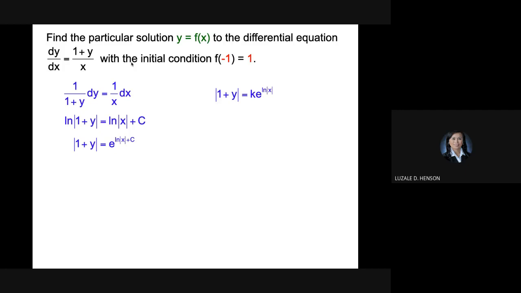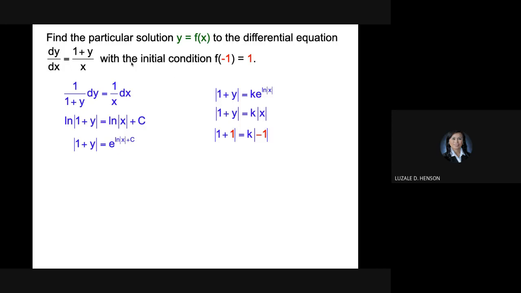But what is e to the c? We write it as k, similar to previous examples. And we are going to simplify further because e to the ln of x is simply x. So now you have 1 plus y equals k times x. We can remove the absolute value later on.